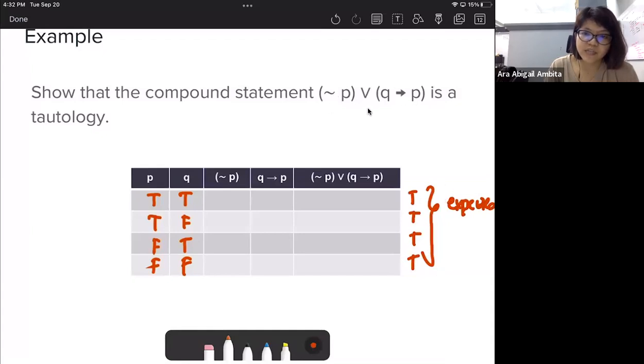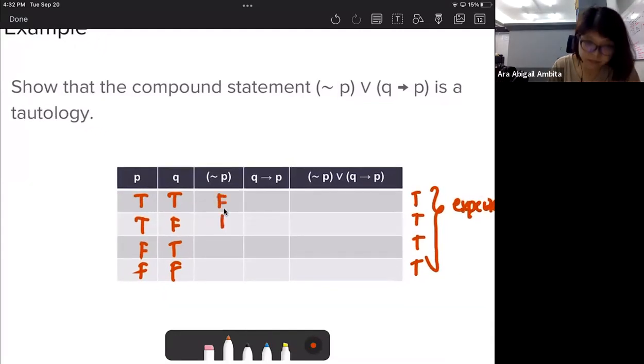Looking at this, we will first evaluate the negation of P, or the not P. So we will just negate all the values of P. Now the true becomes false, and the false will be true.